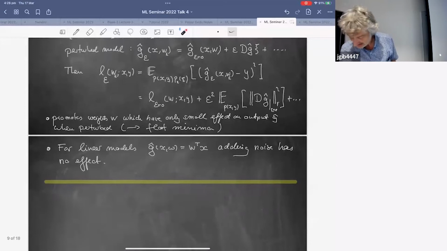And you see here, if we were to use a linear model, then adding noise wouldn't do anything. If you use a linear model, the gradient is just a constant. We take the gradient with respect to W, so there's nothing to do for us.